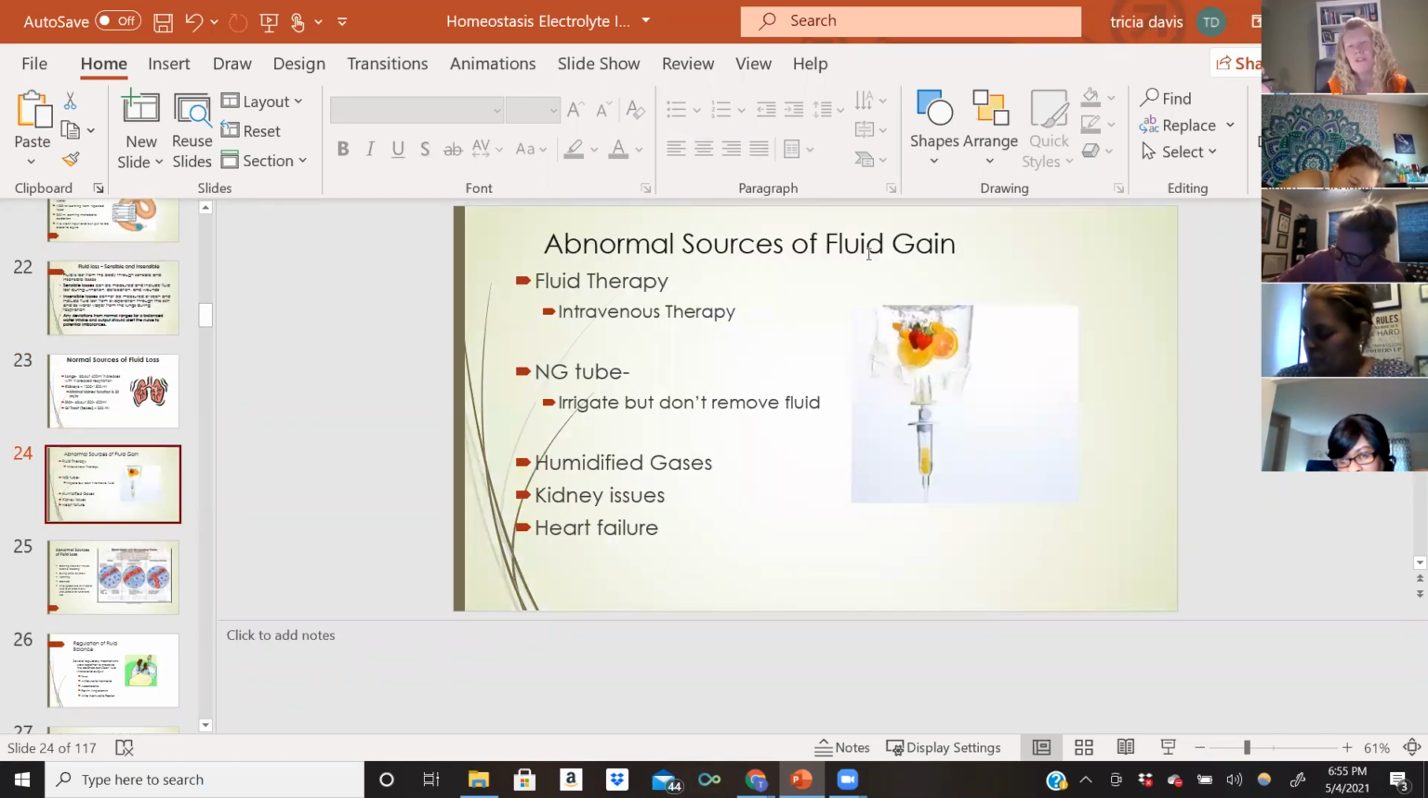So abnormal sources of fluid gain. Remember I told you IV fluid. Sometimes we do this ourselves to our patients. It's a very fine line. We have a patient that comes in that's dehydrated. We start giving them fluids.